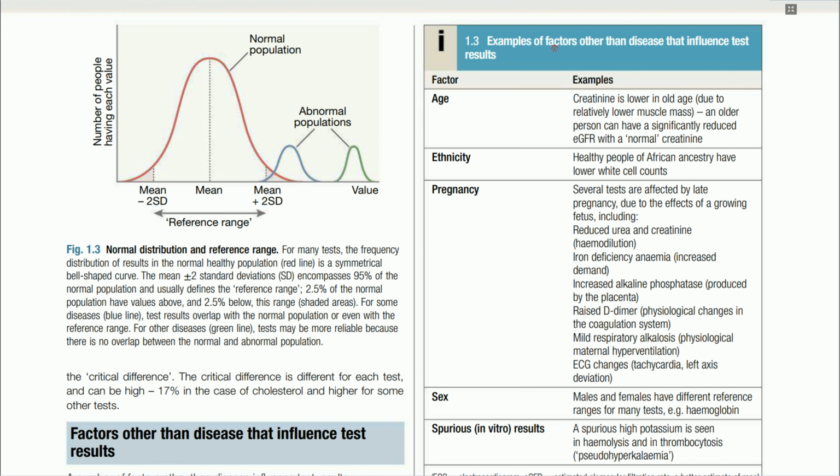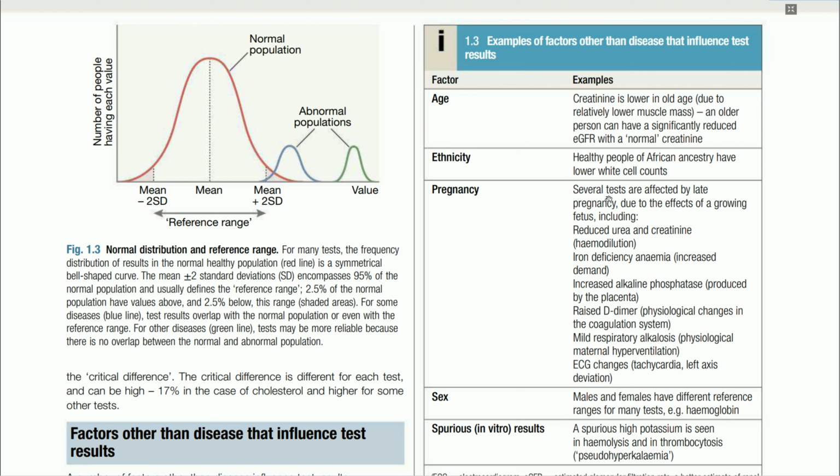Examples of factors other than disease that influence test results. Age. Creatinine is lower in old age due to relatively lower muscle mass. An older person can have a significantly reduced eGFR with a normal creatinine. Ethnicity. Healthy people of African ancestry have lower white cell counts.